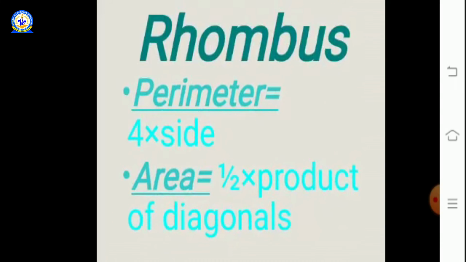Rhombus. As you all know, rhombus is also a four-sided figure. For finding the perimeter of rhombus, it means sum of all sides, and rhombus all sides are equal. That's why we are writing here 4 into side. And area of rhombus is equals to half into product of diagonals. And what is the diagonal? Diagonal is a line segment that joins the two opposite vertices. So area of rhombus is equals to half into product of diagonals. Product is that answer when we are multiplying the diagonals.